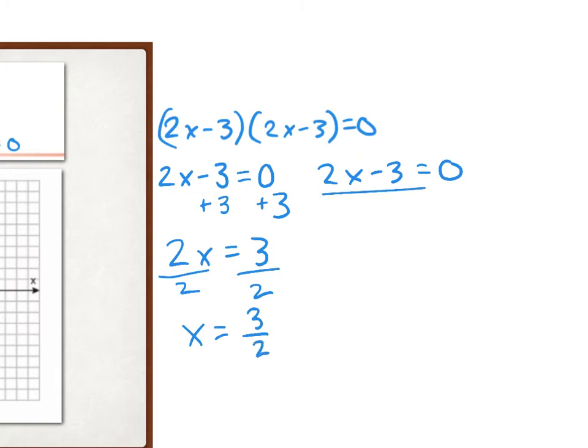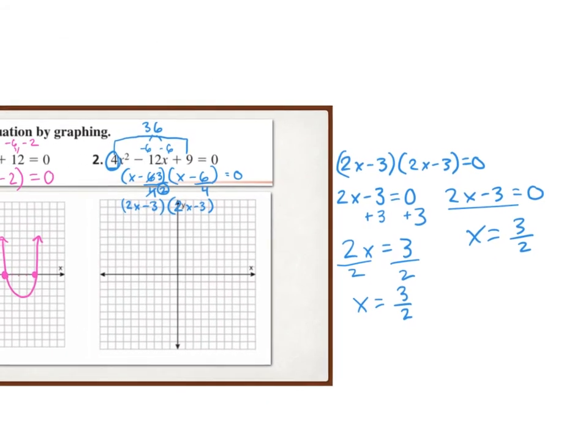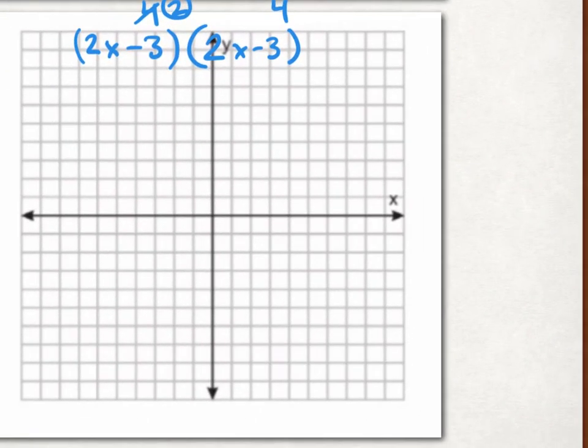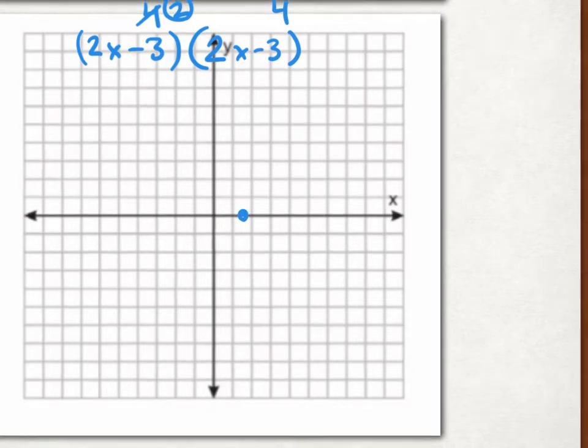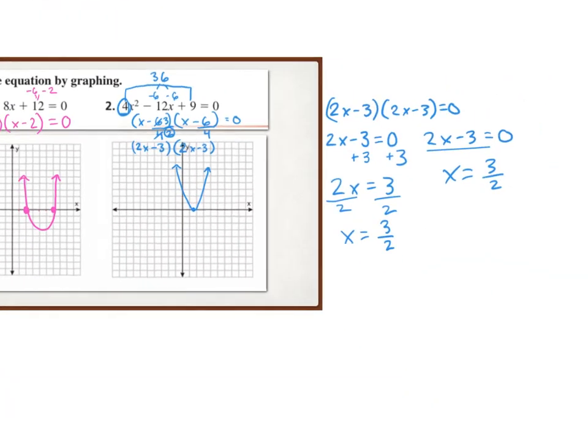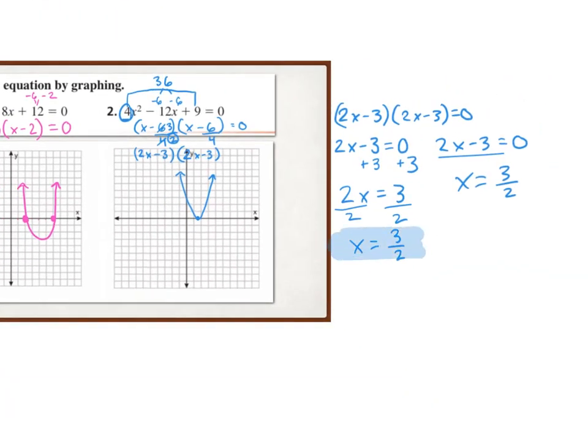Since we started with the same equation, we know this is going to be x is equal to 3 halves also. So x is equal to 3 halves. We're going to go to our graph, put our point at 3 halves, so that would be like 1.5. What does it mean when we only have 1 point here? It's the vertex. So our graph would look like this. But our solution to this equation is just x is equal to 3 halves.